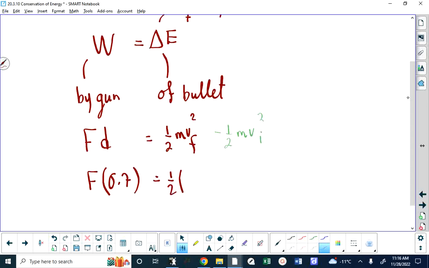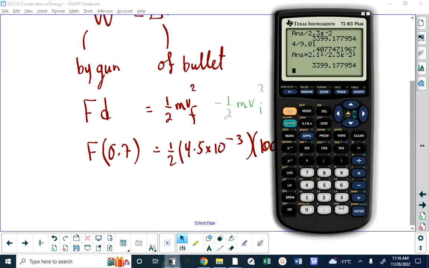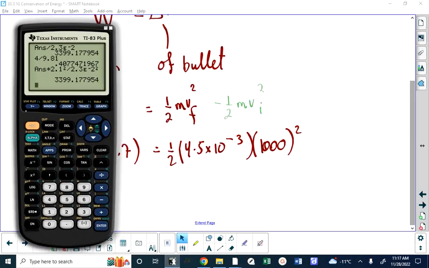0.7 meters equals 1/2 times the mass. I think I saw 4.5 times 10 to the negative 3 kilograms times the speed. It was 1,000. Don't forget to square the speed. And again, could you do this with dynamics and kinematics kind of mashed together? F net equals ma and vi, vf, a, d, all that stuff. Yes, but this is nice and clean and quick. 0.5 times the mass times the speed squared.